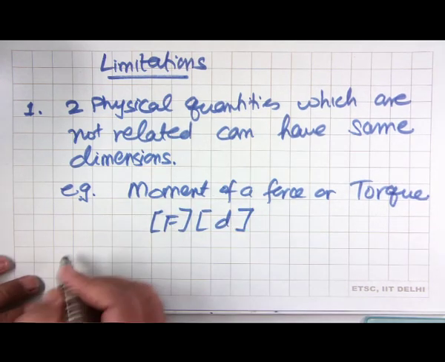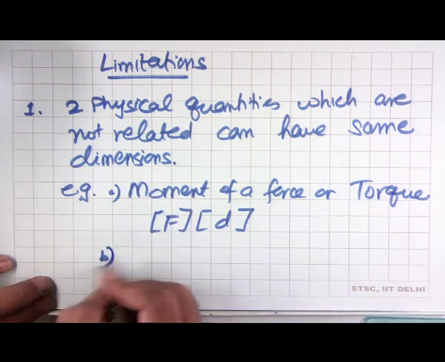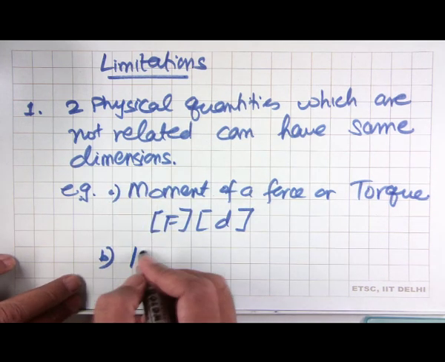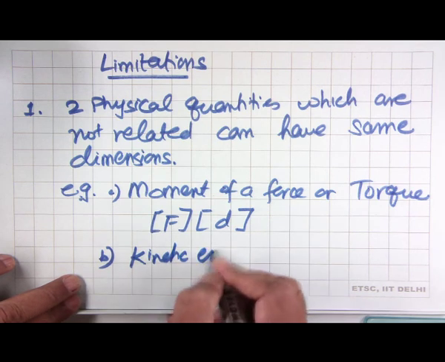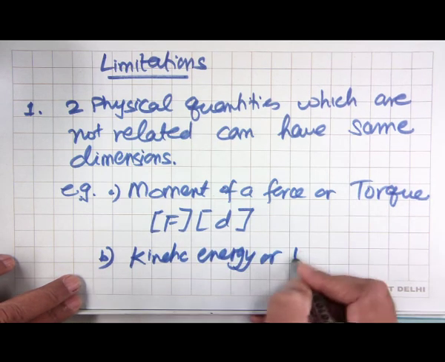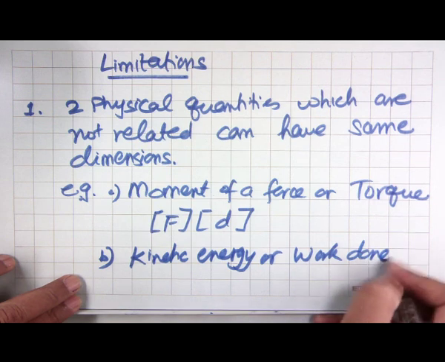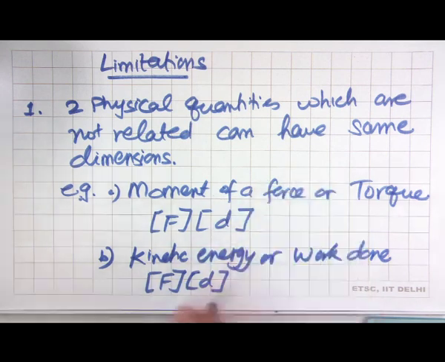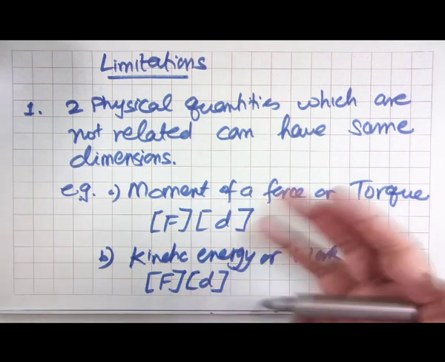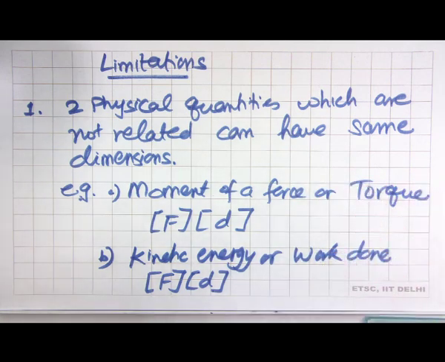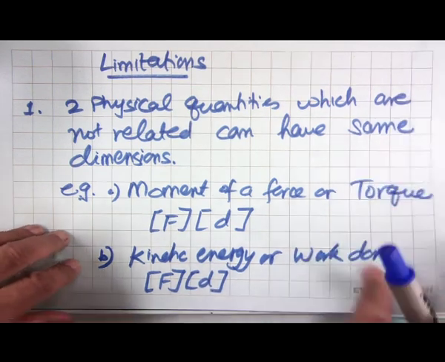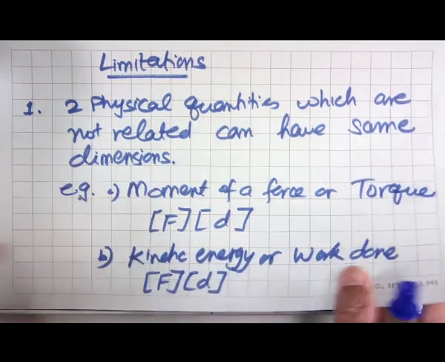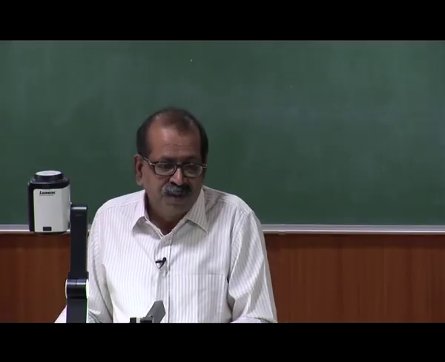So this is quantity A, and the second quantity which we look at is, let us say, the kinetic energy or work done. These also have the same dimensions as force times distance, whereas these two quantities physically are very different. One gives us the turning effect of the force, the other gives us the energy or the work done. But if we use dimensional analysis, it will treat both of these quantities as the same.